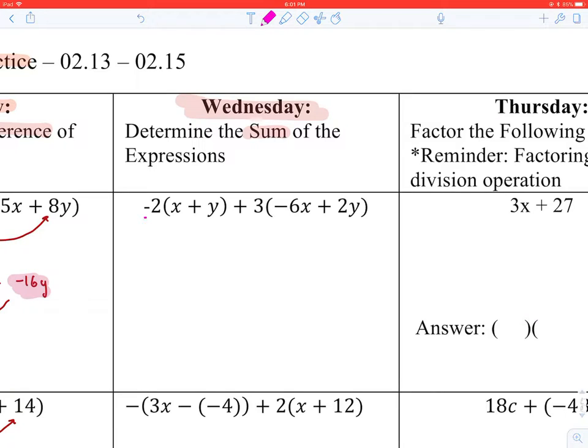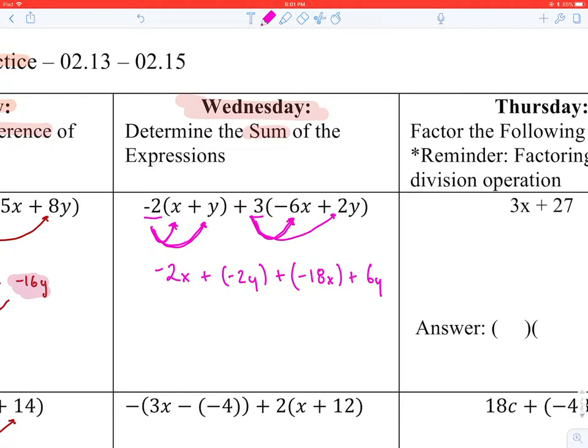So next I'm going to do my distributive property, which means to take the numbers outside of the parentheses and distribute them into the terms inside of the parentheses. For this first one, negative 2 times x is negative 2x, and then negative 2 times y is going to be a negative 2y, plus 3 times negative 6x is negative 18x, and then plus 3 times 2y is going to be a 6y.